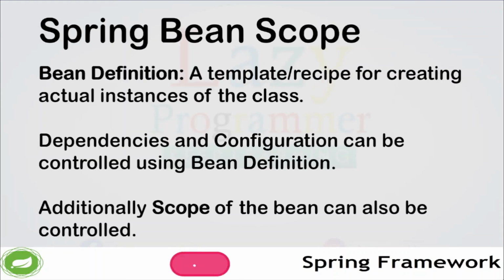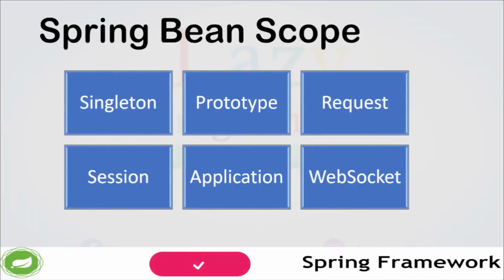To understand the scope of beans, now let's first understand what is a bean definition. When you create a bean definition, you create a recipe for creating actual instances of the class defined by the bean definition. You can control not only the dependencies and configuration, but also control the scope of object created from that particular bean definition as well. The Spring Framework supports 6 scopes, 4 of which are available only if you are using web-aware application context. That means web applications. These scopes are Singleton, Prototype, Request, Session, Application, and WebSocket.